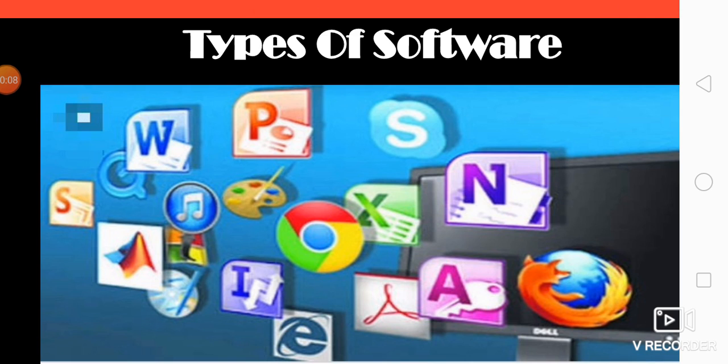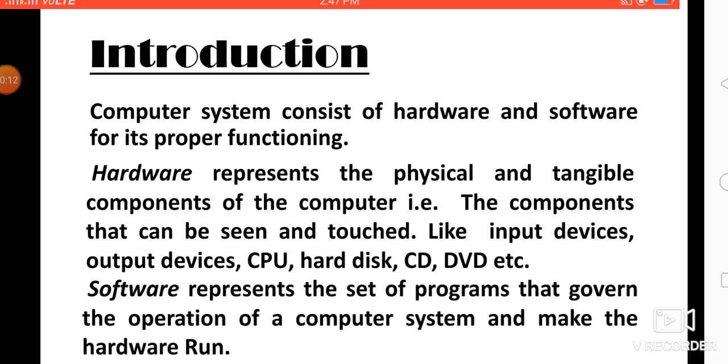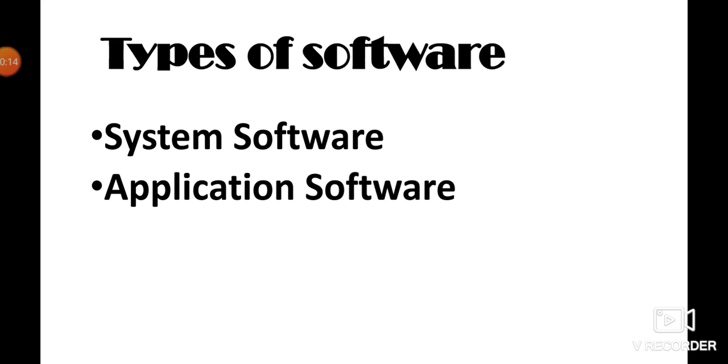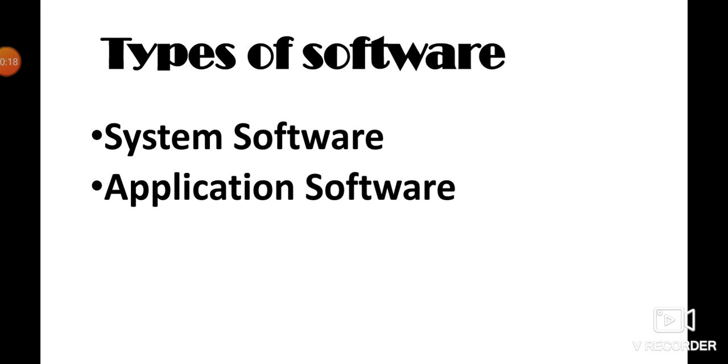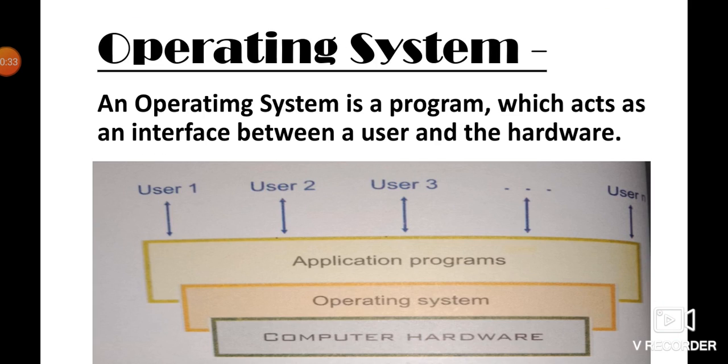So we were discussing types of software, and in our previous classes we have learned what is software and about types of software. Between these two we have discussed in detail about system software. So in today's class we will discuss application software. Okay, so let's start.